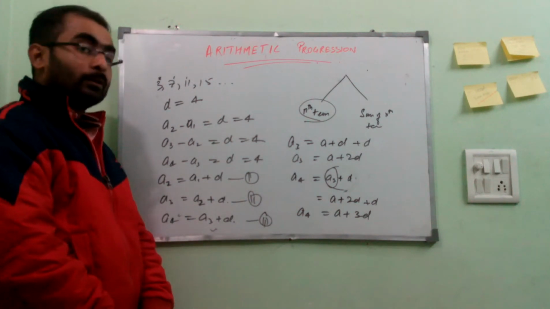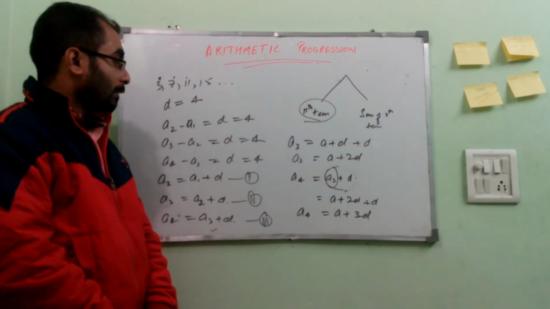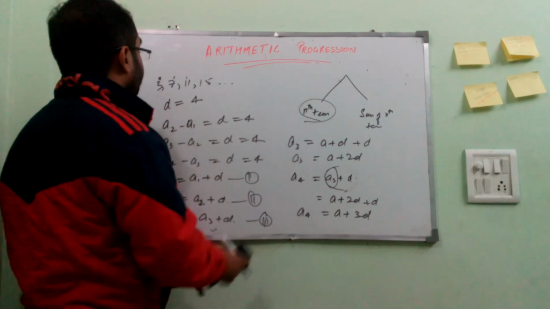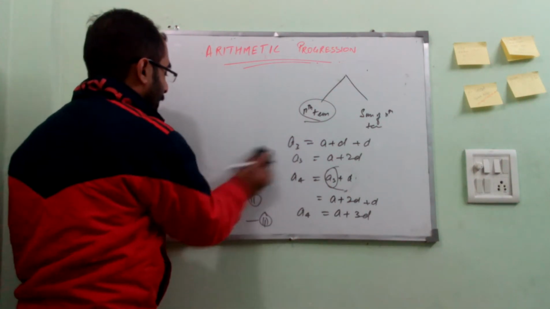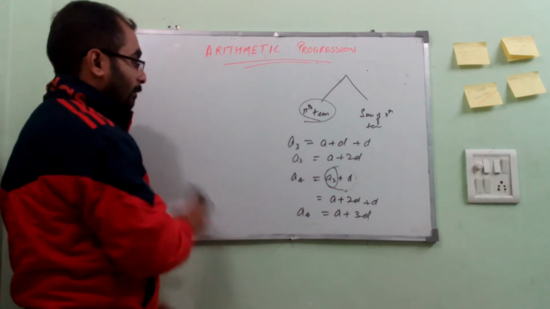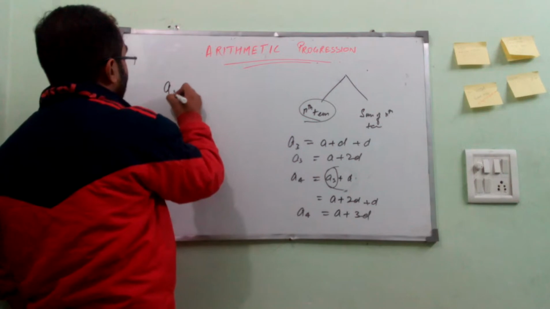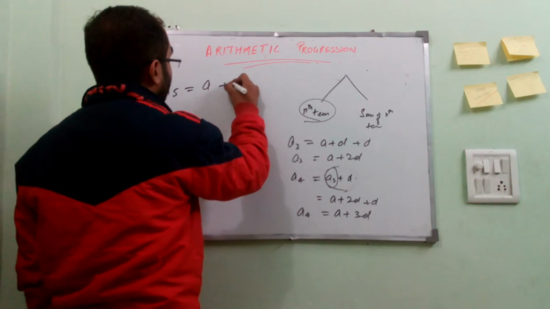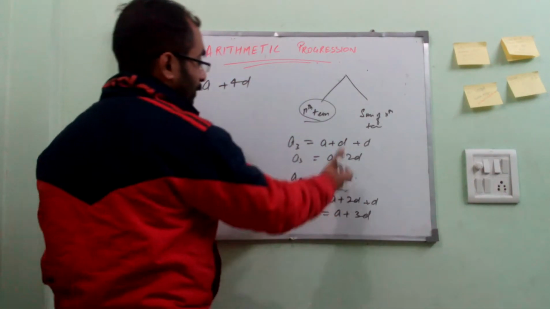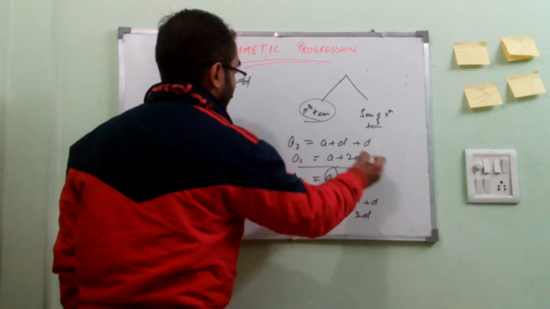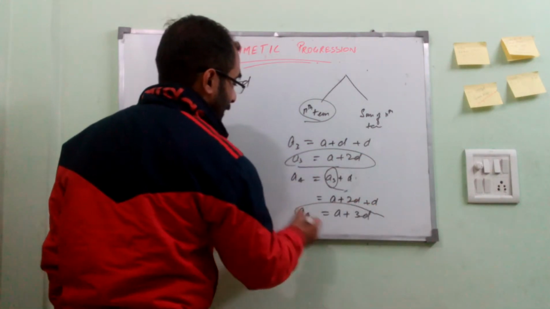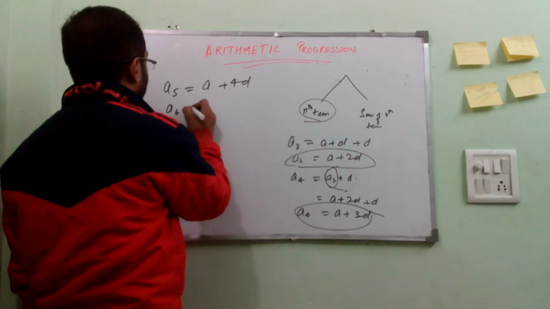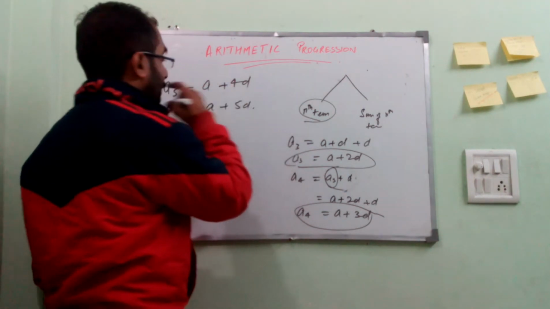Now, what conclusion did we get from this? We got the information that we can make a formula out of it. To find A3, it is A plus 2D, because this is what is happening over here, right? To find A4, it is A plus 3D. Similarly, to find A5, it is A plus 4D. And to find A6, it is A plus 5D.